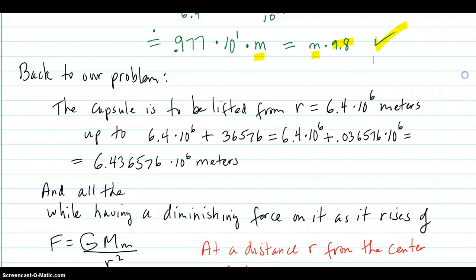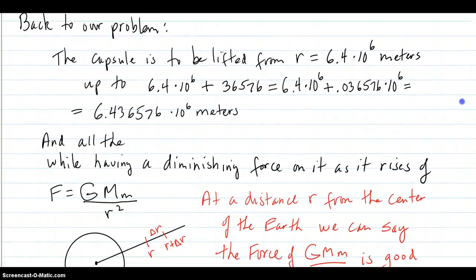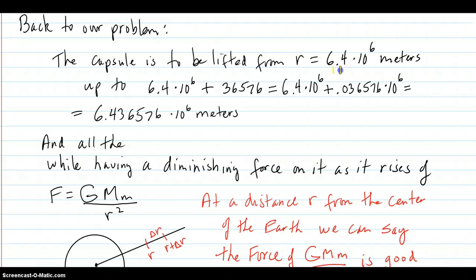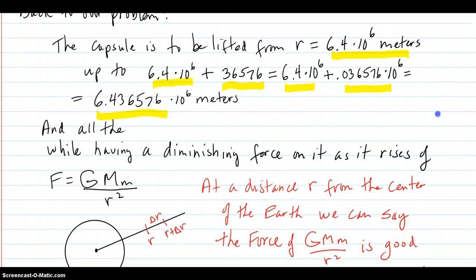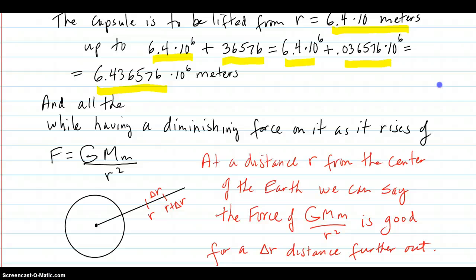Now going back to our problem. The capsule is to be lifted from the surface of the Earth up to 36,576 meters further than the surface of the Earth. So you add those two. I factored out a 10 to the 6, moved the decimal place over so that I could just add them in terms of 10 to the 6. And this is how many meters it is: 6.43 something times 10 to the 6 meters.